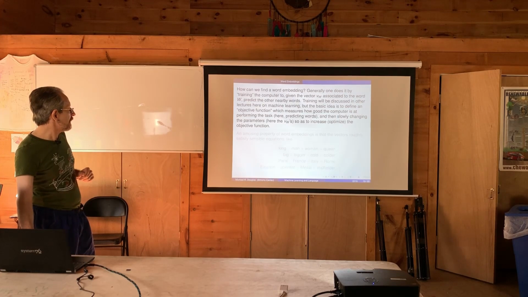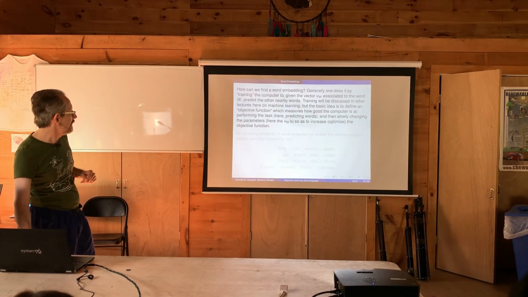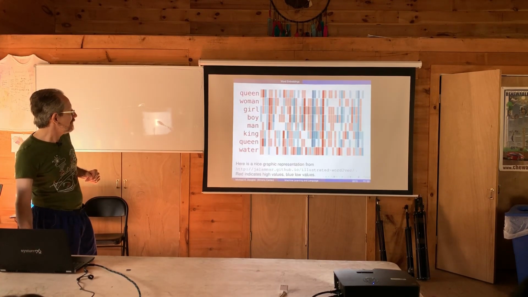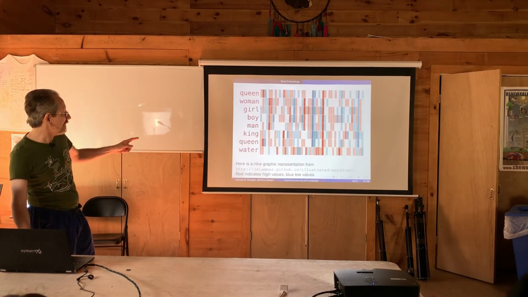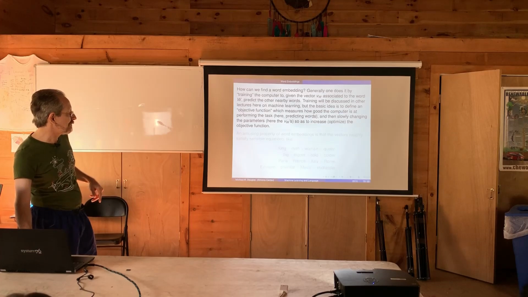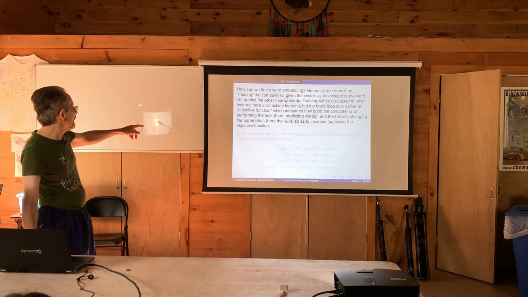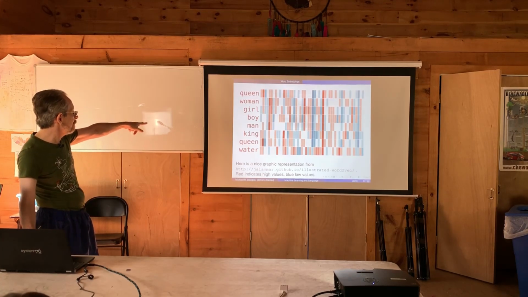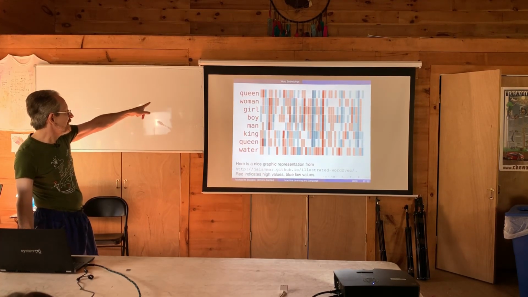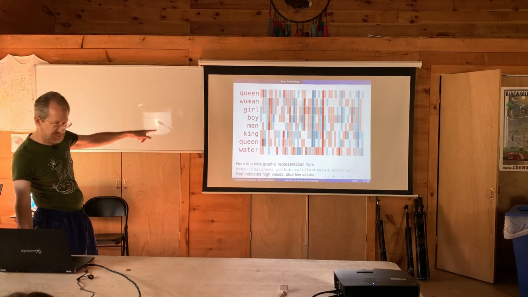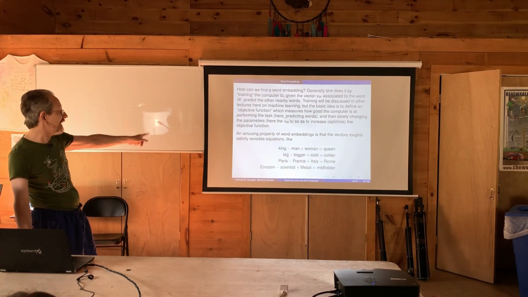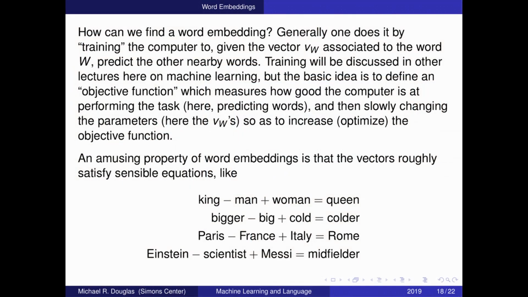numbers. Okay, so an amusing thing about these, which I must mention, is that the simplest thing once you've got numbers is you can add and subtract them, and these actual vectors satisfy approximate equations. So if you look at king, girl, boy, man, woman, you can write out the numbers here, and you could take equations like king minus man plus woman. So 300 numbers minus 300 numbers plus 300 numbers, you get another 300 numbers.